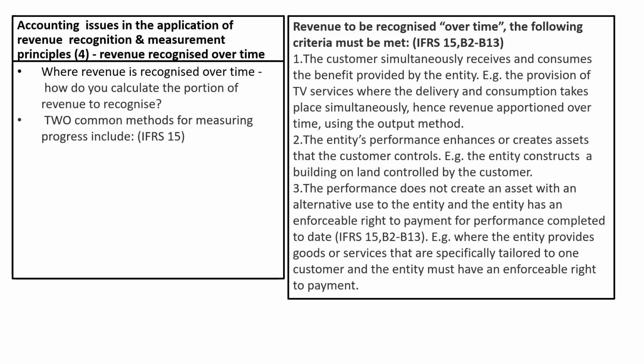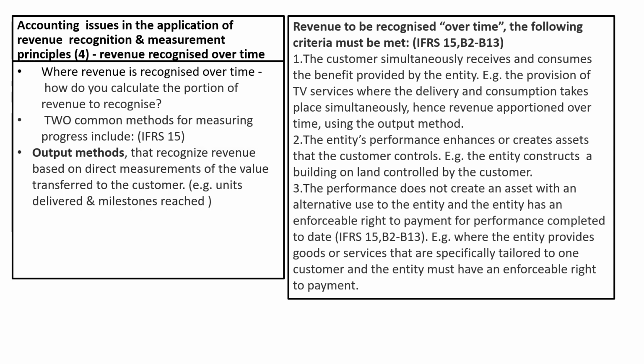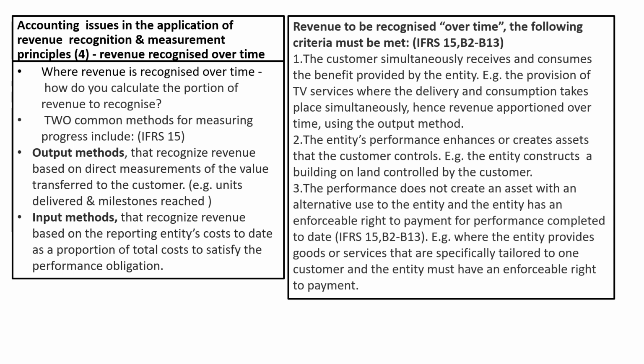IFRS 15 suggests 2 common methods for measuring work in progress, or progress to date. First, the output method, which recognizes revenue based on direct measurement of the value transferred to the customer. Example, units delivered and milestones reached. Second, input methods. The revenue is recognized based on the reporting entity's cost to date as a proportion of total cost to satisfy the performance obligation.